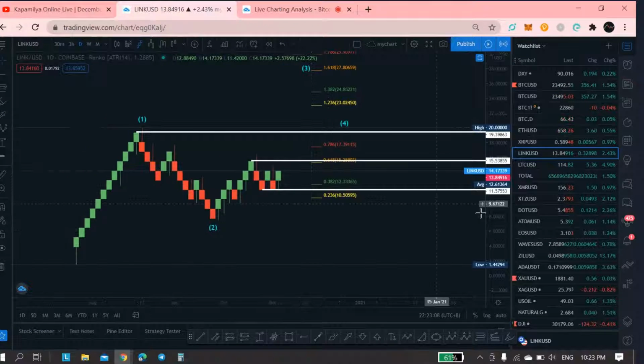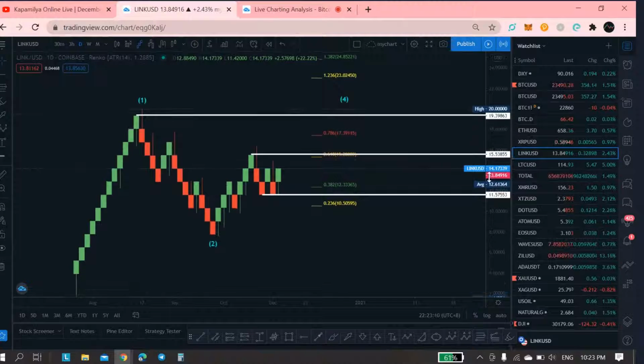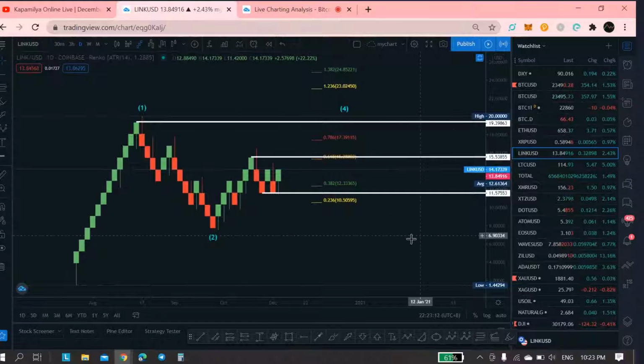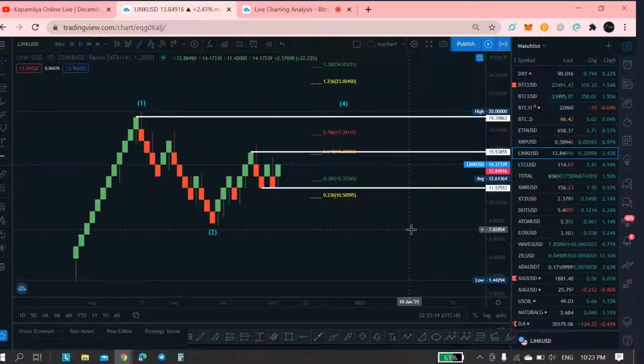Most of my trades are, I think, high risk. But despite being high risk, we should always manage the risk, because in trading and investing, there's always a risk involved.